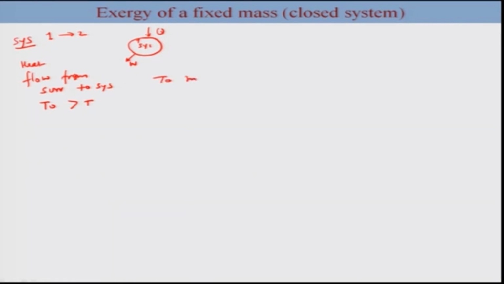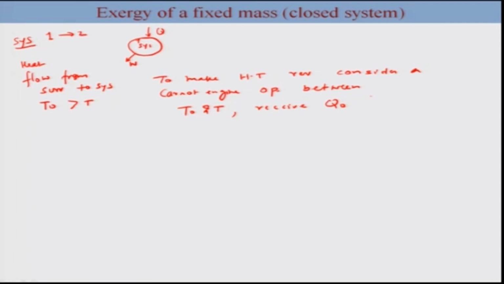So to make the heat transfer reversible, what we are going to consider is a Carnot engine, which operates between T0 and T, and it receives some Q0 from the surrounding and produces some work, W reversible, let's say as a heat engine, and it rejects Q at T.